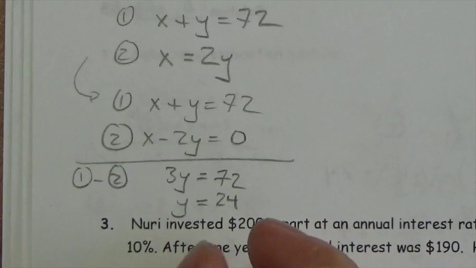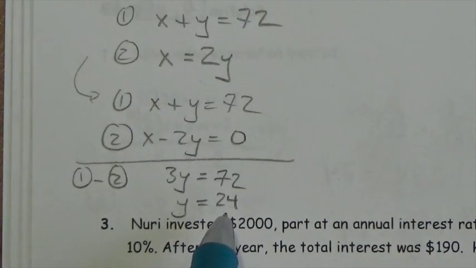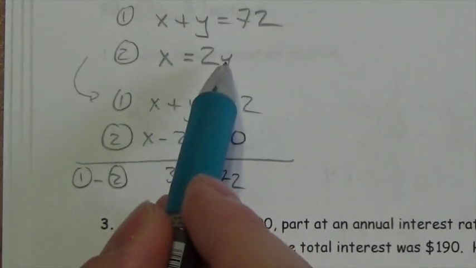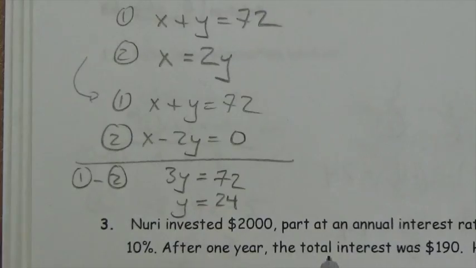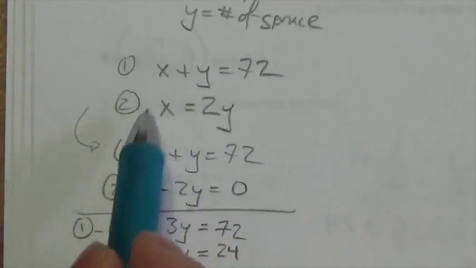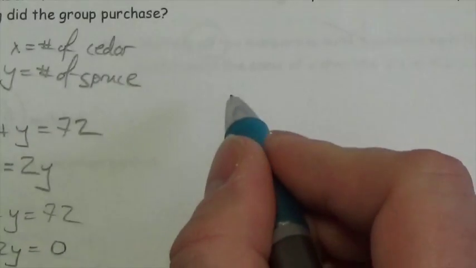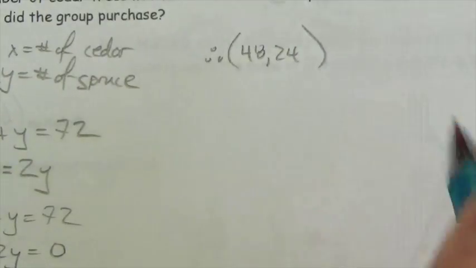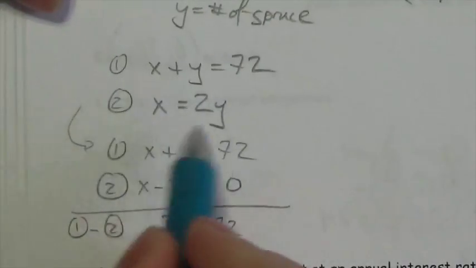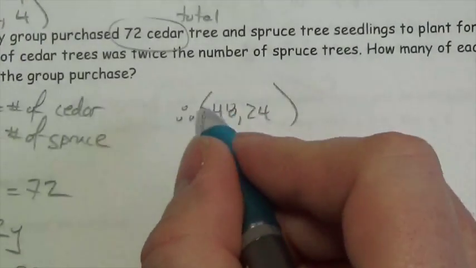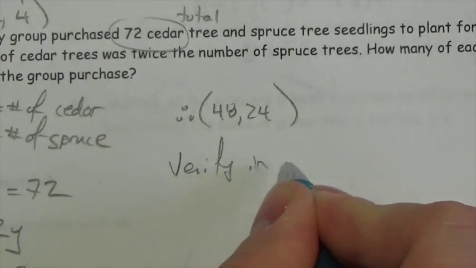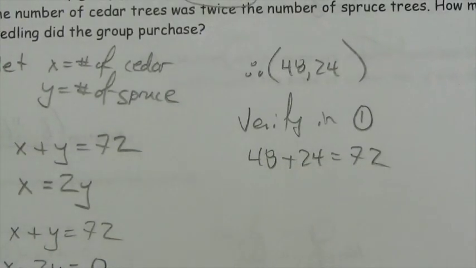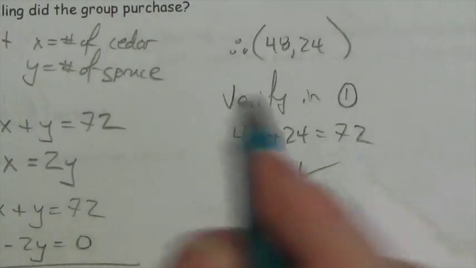And then if y is equal to 24, well, actually we've got a really nice way of figuring that out. If y is equal to 24, x has to be 48, just because of this equation right here, x is twice that number. So therefore, I've got this point now, 48, comma, 24. Now I used equation 2 to get that, so I'm going to verify in equation 1. Is 48 plus 24 in fact 72? Yes, it is.